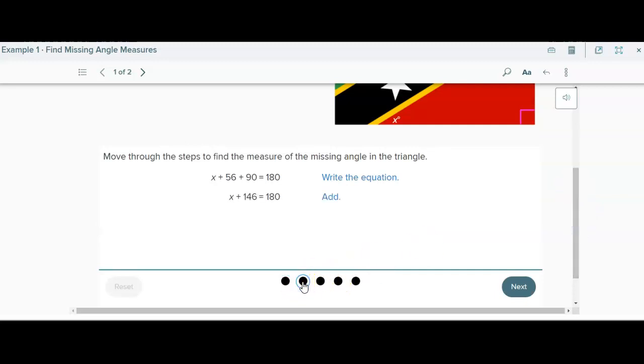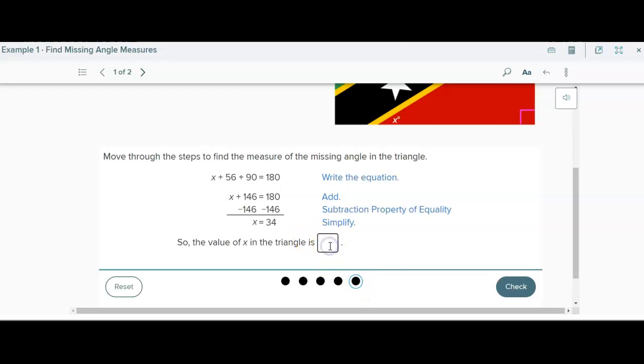So now you're just solving this simple equation. Combine like terms, subtract 146, and you get x equals 34. So the measure of that angle is 34 degrees. Really, really basic for that part.